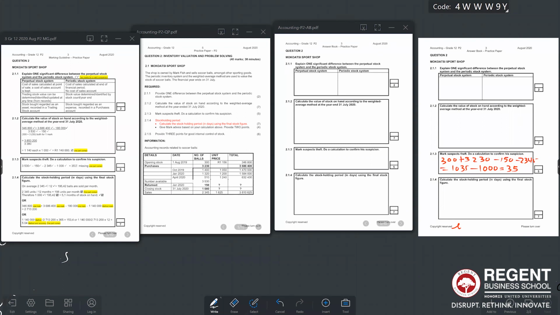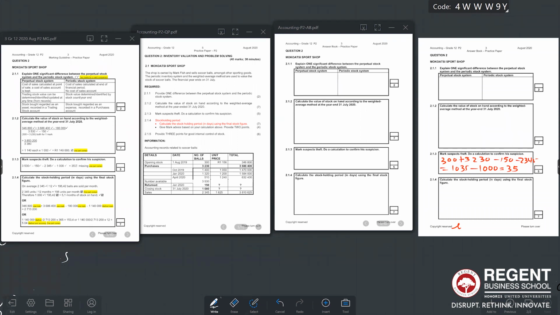So what did I say? Take the opening stock figure of 346,800 plus my purchases of 3,686,400 minus my return of 180,000, and then minus your closing stock of 1,140,000 will give you your cost of sales figure of 2,713,200. That's your cost of sales figure.